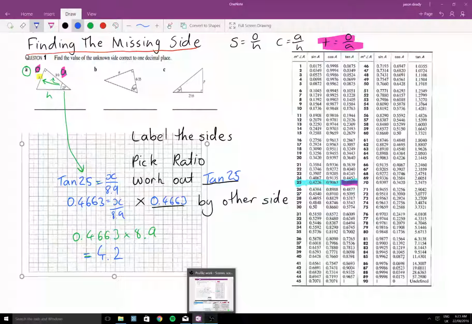So that's the process. Your first job is label your sides. Second job, pick your ratio. Third job, use the table to work out what the tan of the angle is, or the sine of the angle, or the cos of the angle. And then you times that number by the other side. If you want, you can do that process entirely on your calculator. That's up to you, and I'll show you how to do that in a later video.